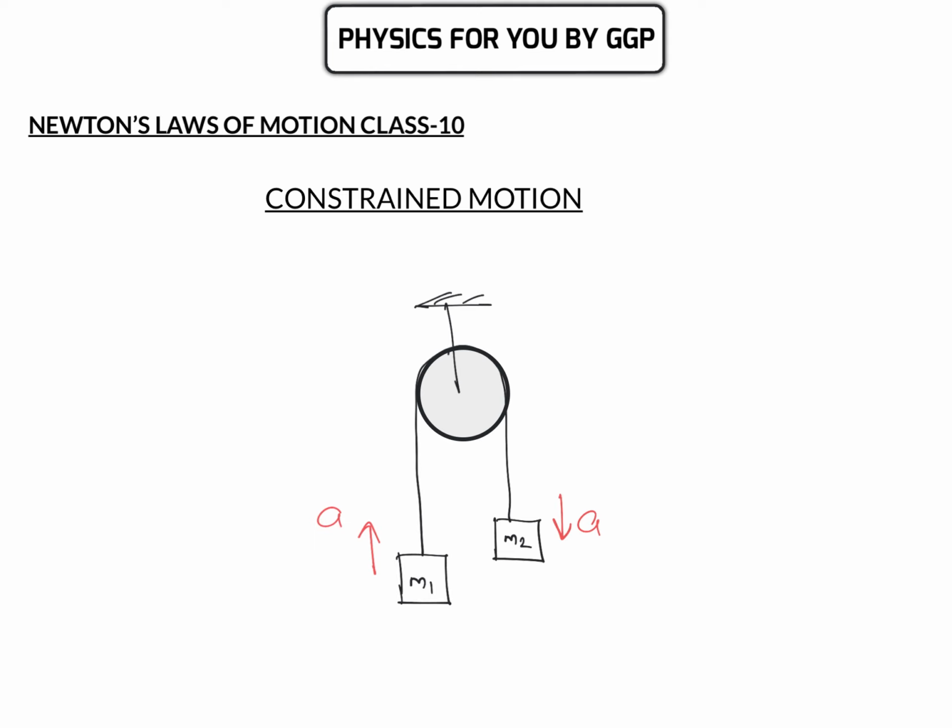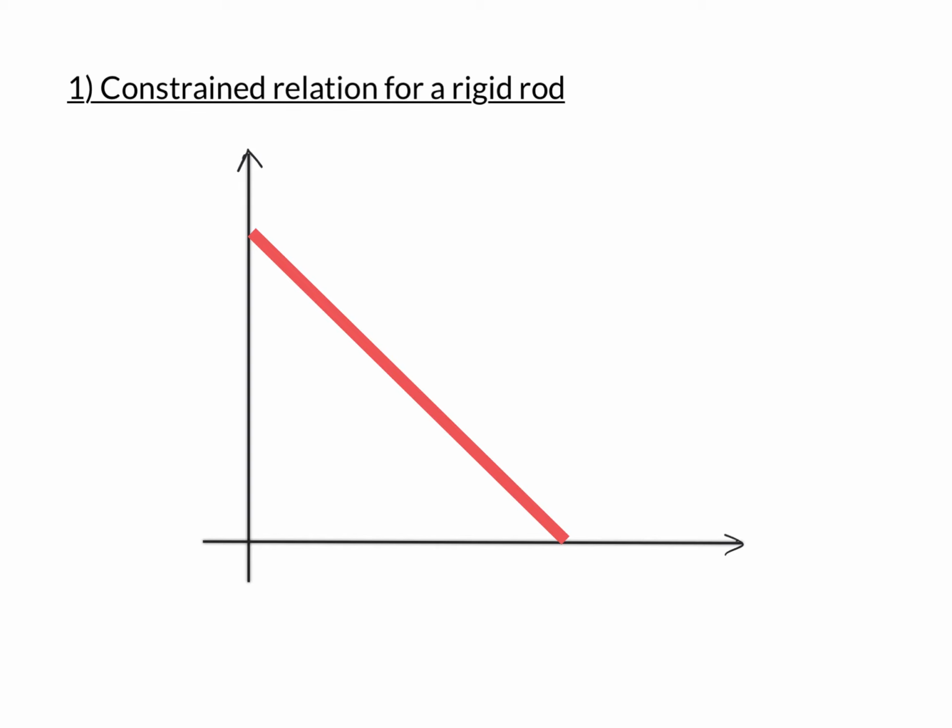So we can say that the acceleration of m1 is constrained by the acceleration of m2. So while exerting some force on m2, if we make the acceleration of m2 as 10 meter per second squared in downward direction, definitely m1 is constrained to move with the same acceleration. This type of motion, where the motion of one object is constrained by the motion of another object, is known as constraint motion, and we'll discuss some different constraint relations that we use in Newton's laws of motion. First, we'll discuss the constraint relation for a rigid rod.